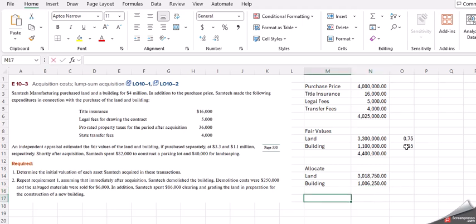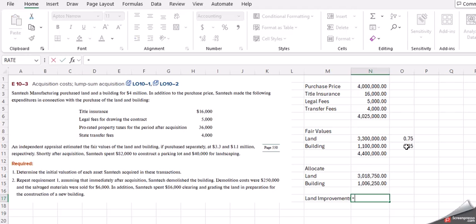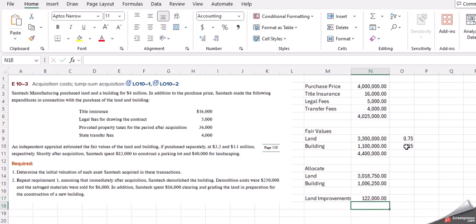Again, then we come down to what is below, those would all be land improvements. So if we paid $82,000 to construct a parking lot and $40,000 for landscaping, we're going to capitalize those as land improvements, because land improvements are depreciated and land is not depreciated.